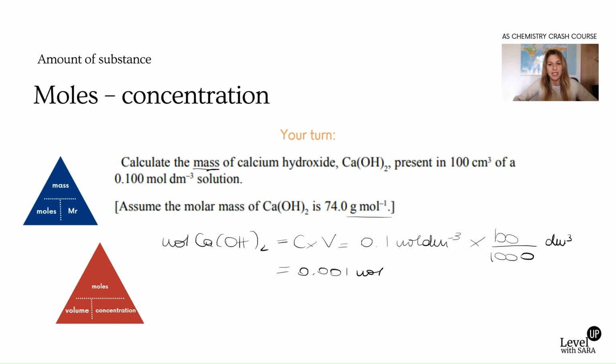Mass divided by moles is equal to the Mr, which means that we can find the mass by doing the moles times the Mr. So in this case, it would be 0.001 times 74, which would be equal to 0.074, right? 0.074.